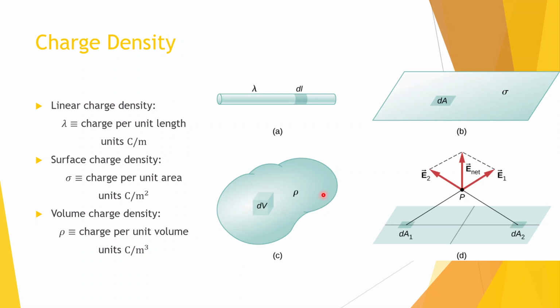Then we have volume charge density, which is going to be represented by rho. That's not a fancy P, that is a rho, R-H-O, and that is going to be the charge per unit volume with units of coulombs per meter cubed. So that's the basic idea of these charge densities. This is how we define them.